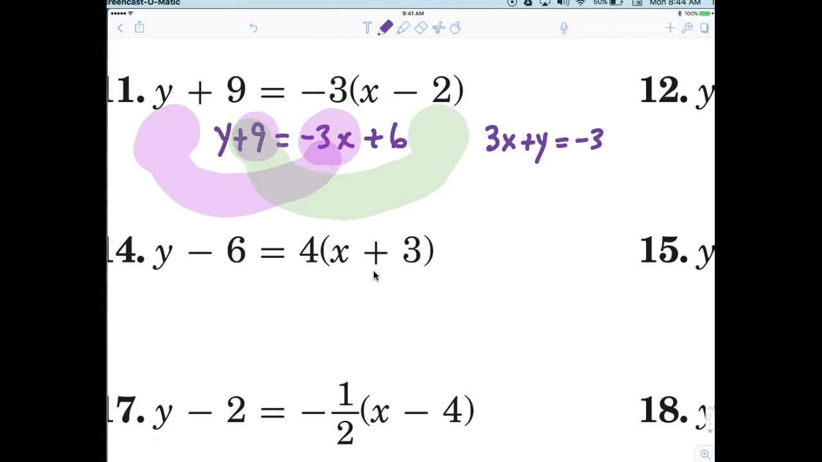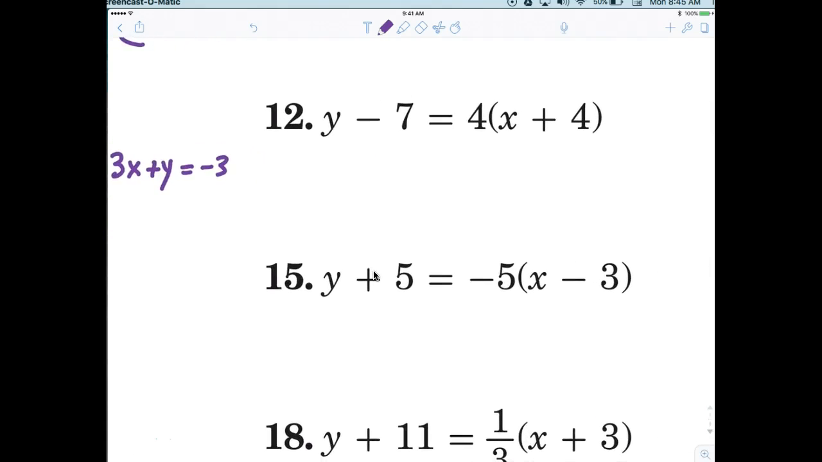Everybody good? Is that it? That's the answer. That's it. x and y are on the same side. x is positive, and there aren't any fractions. All right, those are the rules. Take a look at number 12.